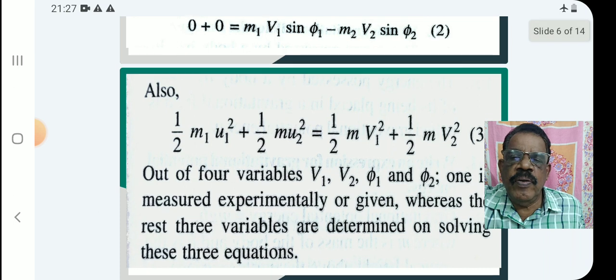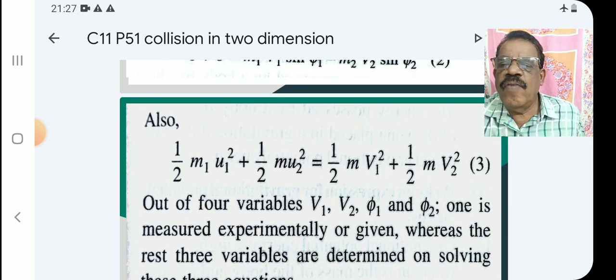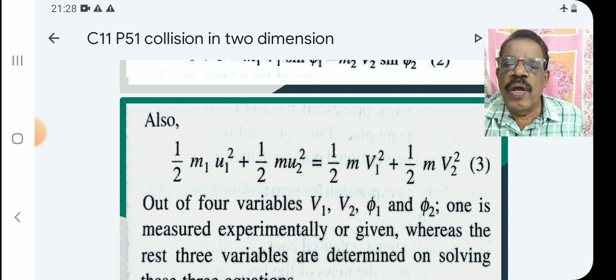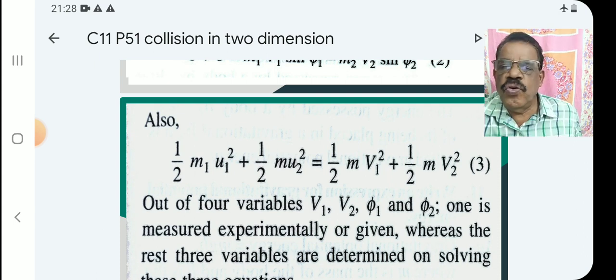Also, K is conserved. In elastic collision, you know K is conserved. So we write half m1 u1 square plus half m2 u2 square is equal to half m1 v1 square plus half m2 v2 square. Since kinetic energy is a scalar, it has no resolution.